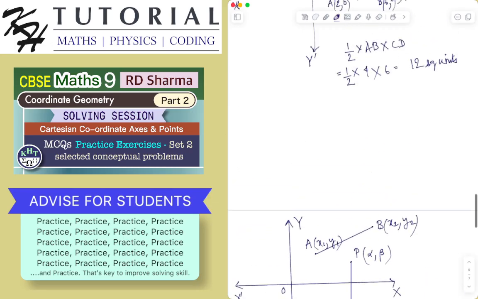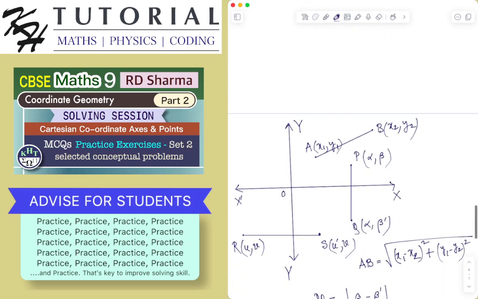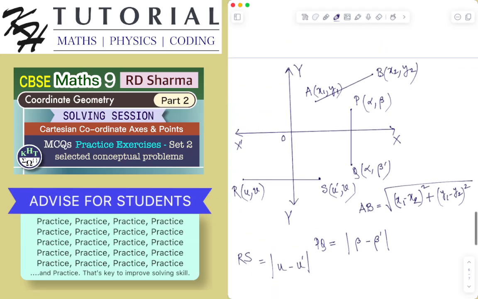Now, straight away, a direct formula to find the distance between any two points given the coordinates x1 comma y1 and x2 comma y2 will be equal to the square root of the square of the difference of their abscissae, which is x1 minus x2 whole square, plus the square of the difference of their ordinates, that is y1 minus y2 whole square. This formula.